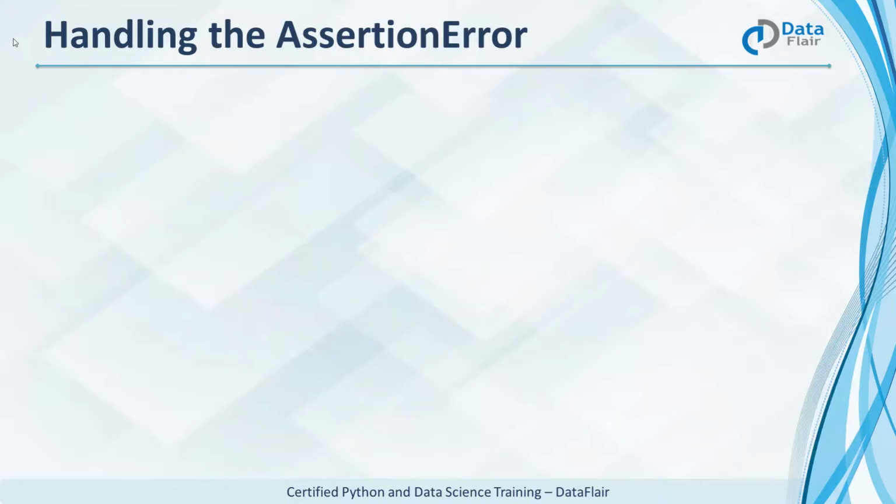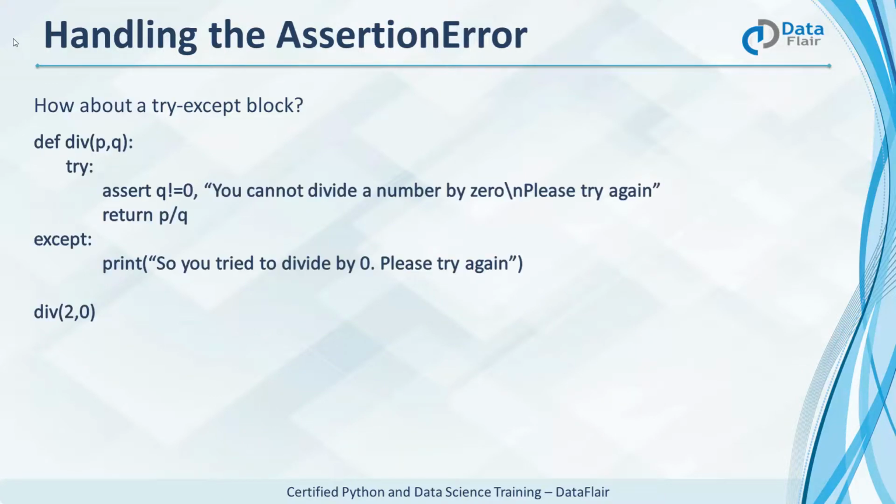Okay, let's try this again. Only this time, we put the try inside the divide function and the except also naturally goes in then. This now finally works and prints our message from the except. So you tried to divide by 0. Please try again.